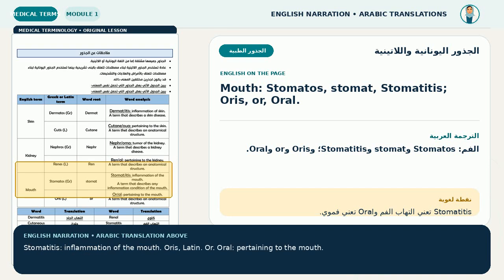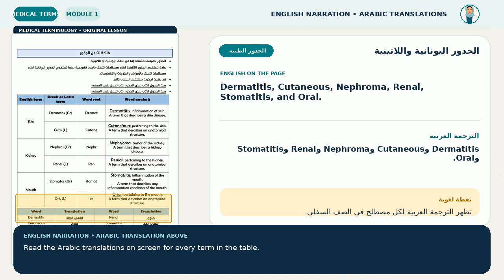Then, mouth. Stomatos, Greek. Stomat. Stomatitis, inflammation of the mouth. Oris, Latin. Or. Oral, pertaining to the mouth. At the bottom, stomatitis means inflammation of the mouth, and oral means related to the mouth. Read the Arabic translations on screen for every term in the table. This table shows that different Greek and Latin roots can carry a related medical meaning.